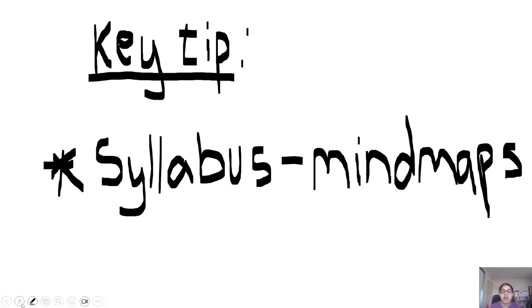I like to make mind maps where I start off with the inquiry question in the middle and then branch off from that. You can make it on an A4 piece of paper, you can make it on A3, whatever you like. But I think, very importantly, if you are looking to memorize the syllabus and remember the content, mind maps are a great way to go.